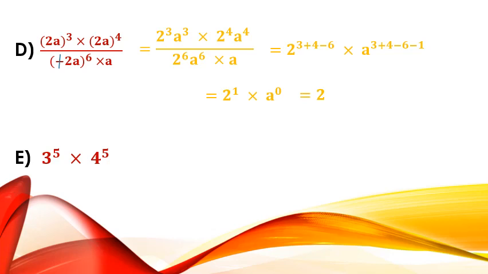Letter E: 3^5 times 4^5, different base but same power, then we take a common power 5, and (3 times 4)^5 equals 12^5.